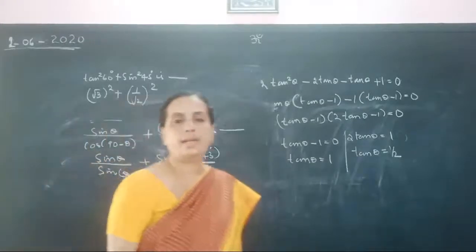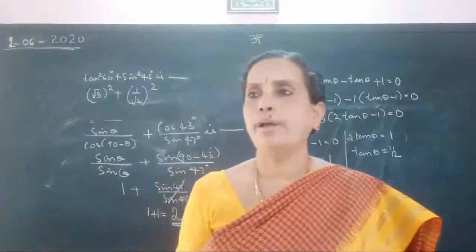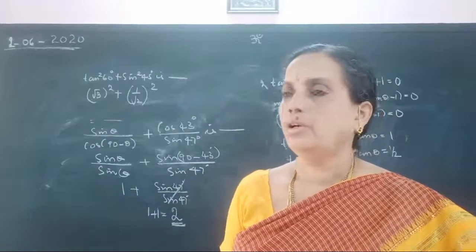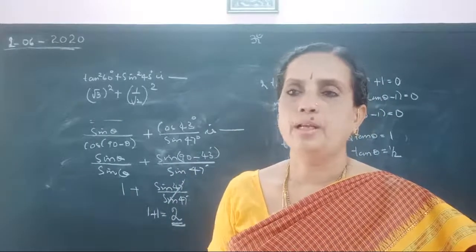Today's date is 2nd. So many times one boy is sending the message that the date is wrong. Date is today June 2nd.